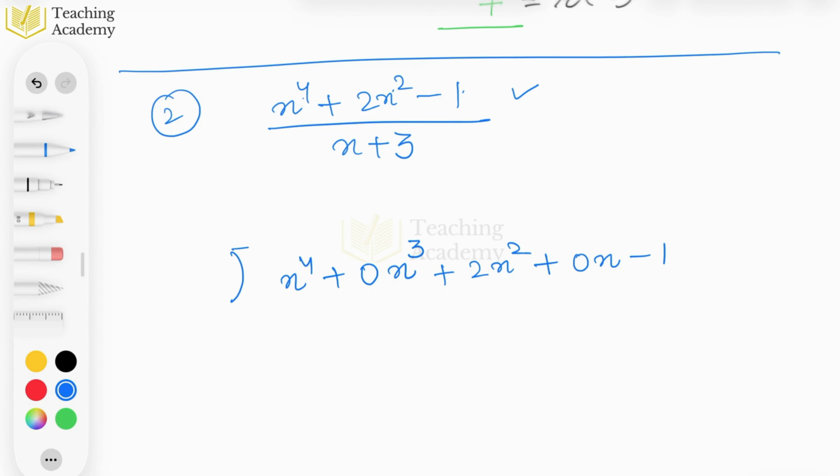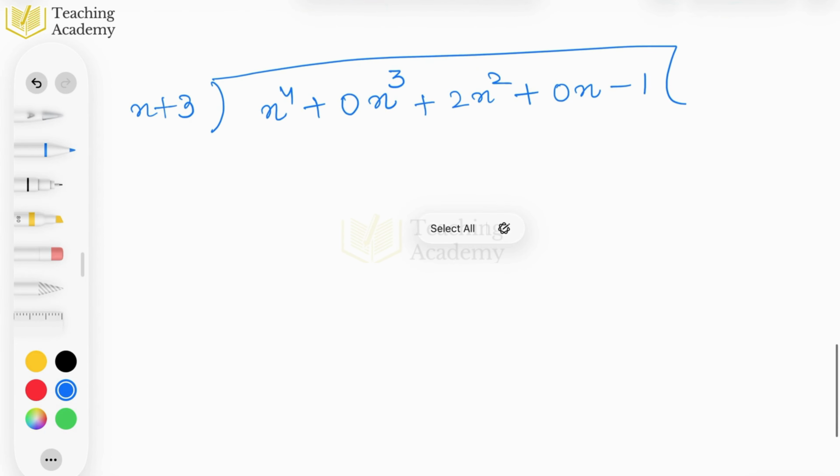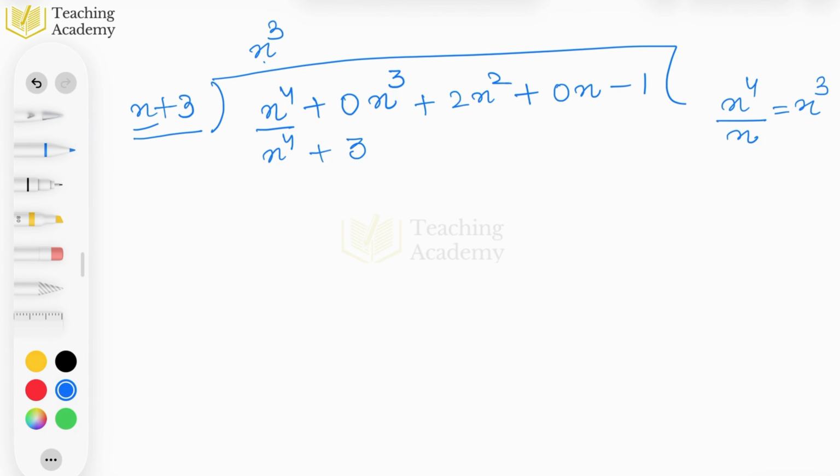Okay. So now again we are doing the same steps. This is how it should be, right? Let's just try one step first. The first term and the first term. So the x to the power 4 divided by x is going to give you an x to the power 3. Okay. So the x to the power 3 you will write here. Then multiply this x cube with both of these terms. Right? We are just recalling the same steps again. So it is x to the power 4 plus 3x cube.